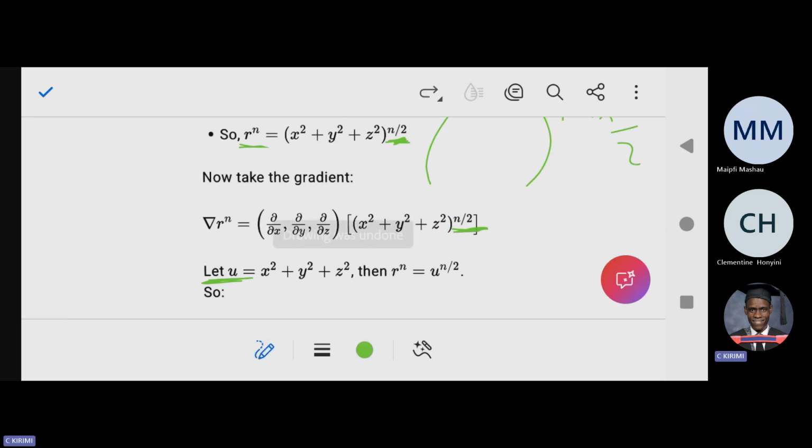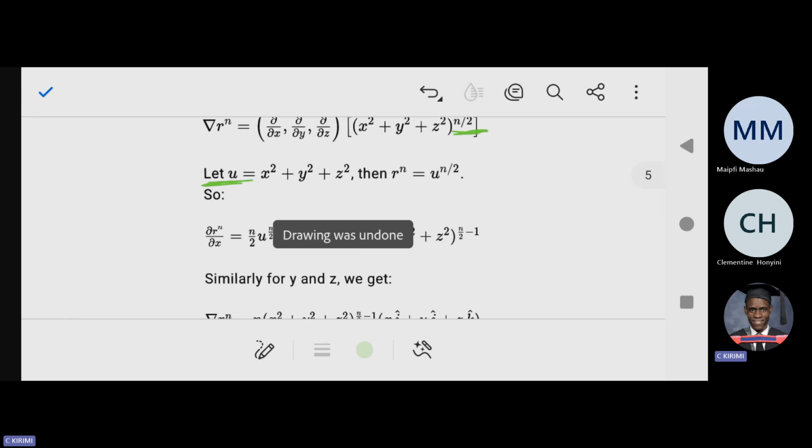Then now it comes to the differentiation part. We are now having a partial derivative with respect to x. So it will be n over 2 u to the power n over 2 minus 1, and then 2x. Even if you didn't want to let u, it's up to you. If you feel that letting u is going to confuse you, you can take it directly. Then you just continue the way we have been doing.